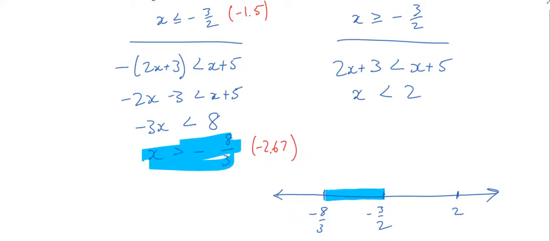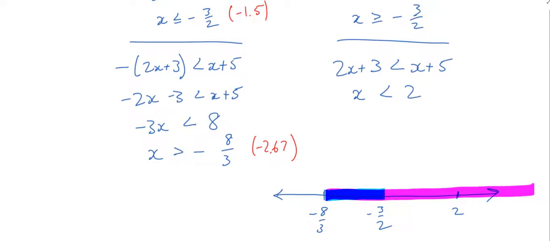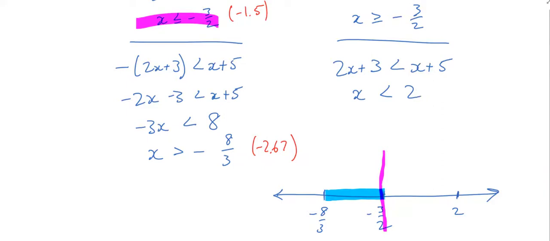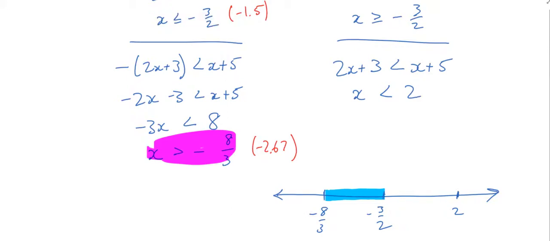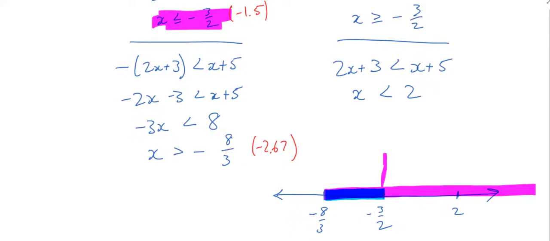This actually says all values. But I have to stop here because of that. I'll say that again. This is saying all values of x that are bigger than negative 8 over 3. So I would go on forever. But this is only under this case, so that's why I stopped there.